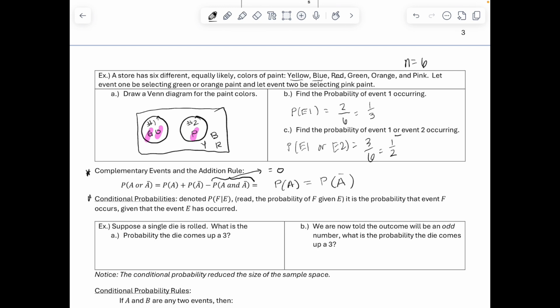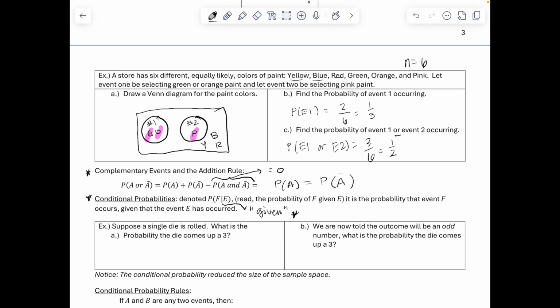The next part that we have is called conditional probability, and this is denoted P(F|E), and there's a straight up and down line, and that straight up and down line stands for the word given. So this is the probability of F given E, and definitely something we need to know. The probability of F given E is the probability that event F occurs given that E has already occurred.